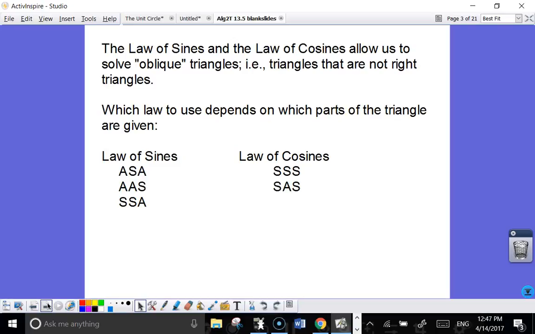So you use the law of sines if you've got angle, side, angle. That means you've got two angles and the side that connects them, what you call the included side, right? Or if you've got angle, angle, side, meaning you've got two angles in a row and a side which is not the included side. Or if you've got side, side, angle. Those are the three that you use the law of sines for. Okay, next class we'll do the law of cosines, and that's side, side, side, and side, angle, side.